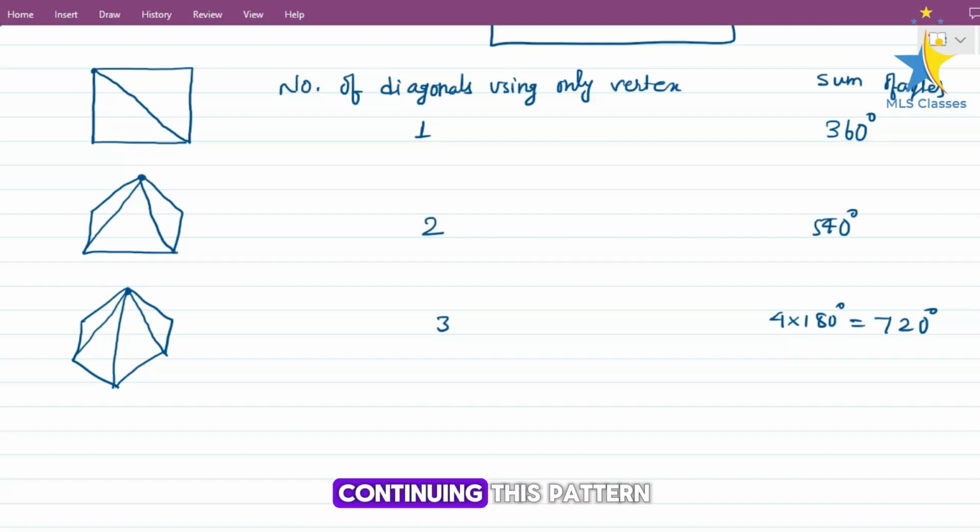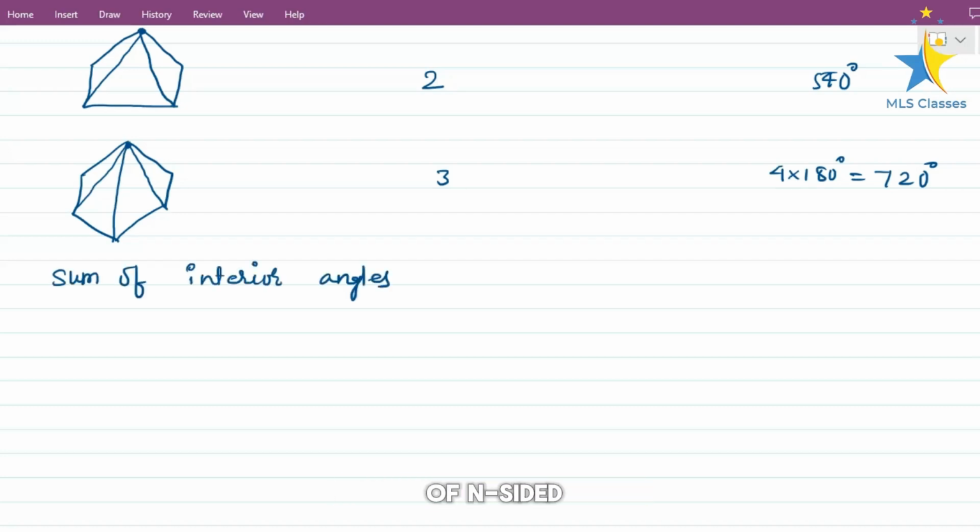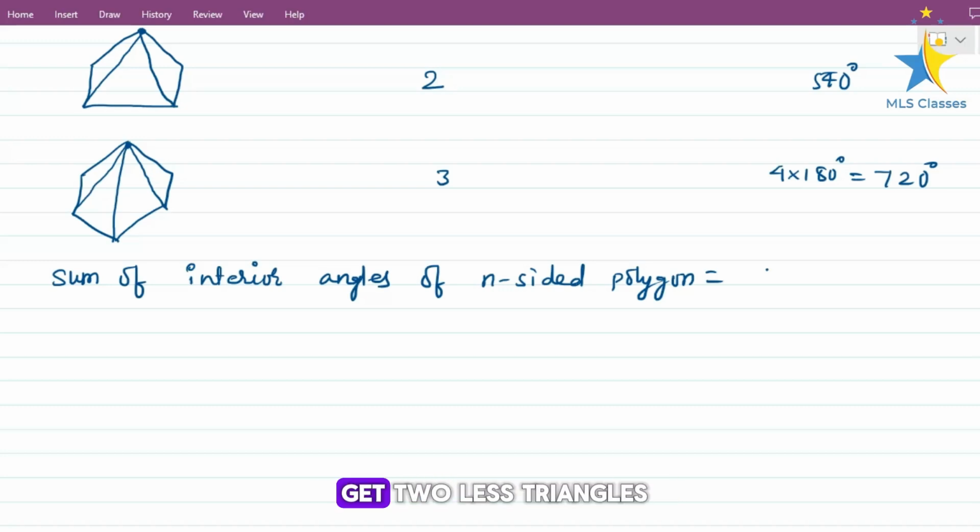So on continuing this pattern, what we'll know from here is that the sum of interior angles of an n-sided polygon is equal to, you can see for 5 sides we got 3 triangles, so 3 times 180. In 4 sides, 2 triangles, so 2 times 180. In 6 sides, we are getting 4 triangles, so 4 times 180. So we'll always get 2 fewer triangles than sides, so we can say (n minus 2) times 180 degrees. That is the sum of interior angles of an n-sided polygon.